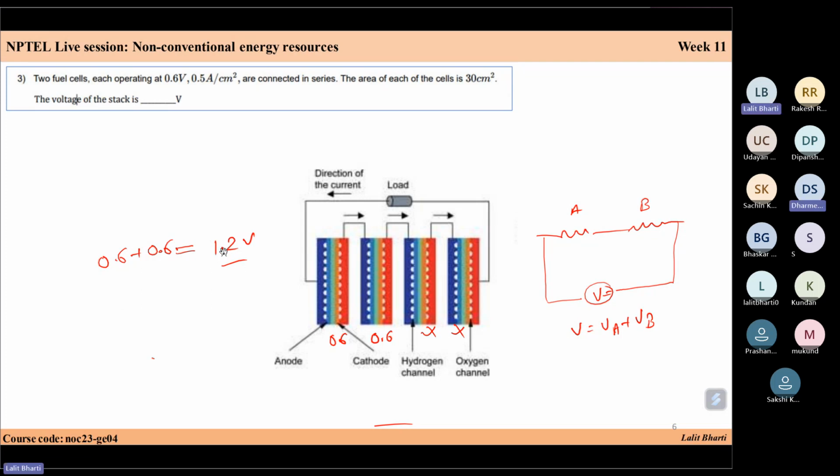So just correct it. Sir, in this question two fuel cells are mentioned, but in the figure there are 4 cells. Oh yeah, sure. That is why. Okay, I got it now. It will be 1.2 volt because the figure is shown for 4 cells, but we have only 2 cells. So thank you for noticing. 1.2 volt is the correct answer.